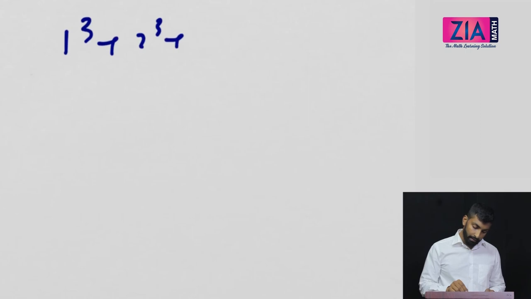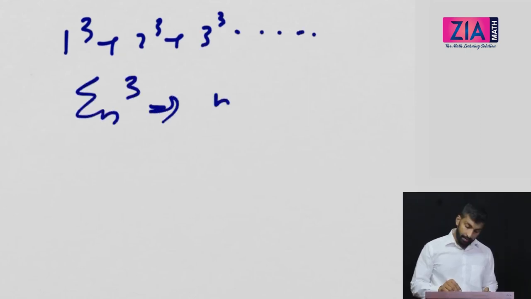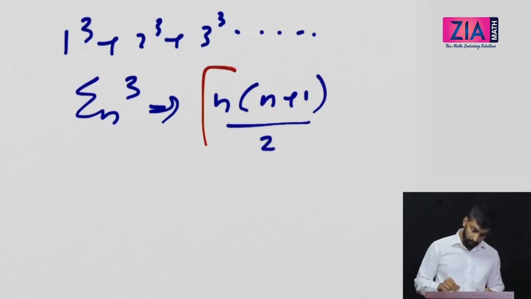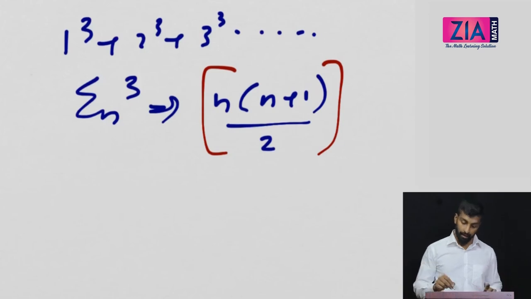Now there can be questions based on 1 cube plus 2 cube plus 3 cube, etc. This is nothing but sigma n cube. What is that? n into n plus 1 by 2. You already know this, right? What is this? n into n plus 1 by 2? That is nothing but sigma n. Take square of it. You will get sigma n cube.